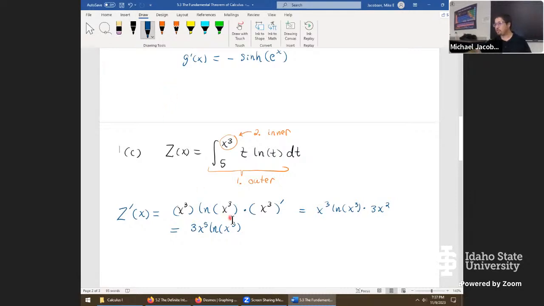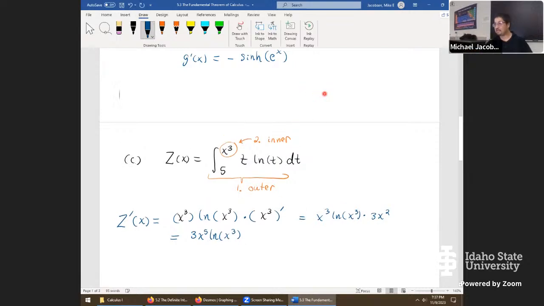I guess you could do more to this. You can take the 3, move it out in front, and get 9x to the power 5 times natural log x, but I think it's a good stopping point. I don't know if there's any cost to trying to simplify further. But we did it, folks. That's the first part of the fundamental theorem of calculus. Any questions at all about it?